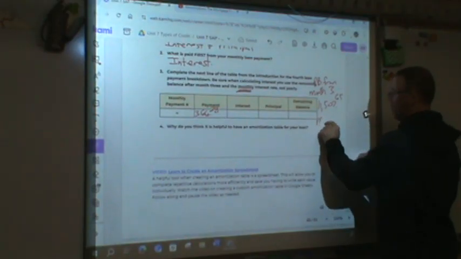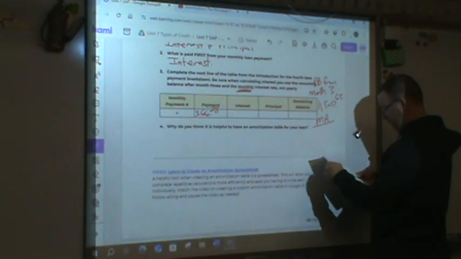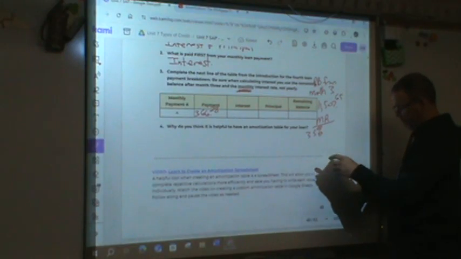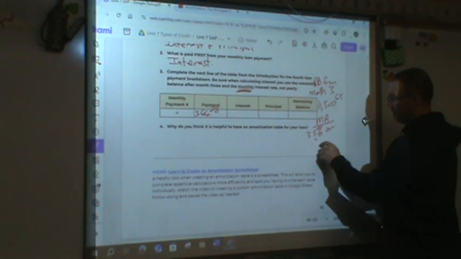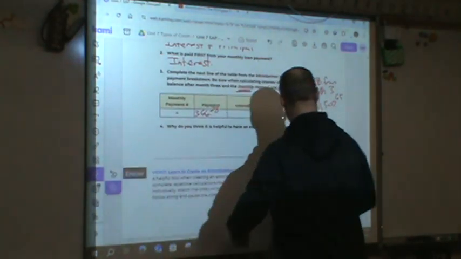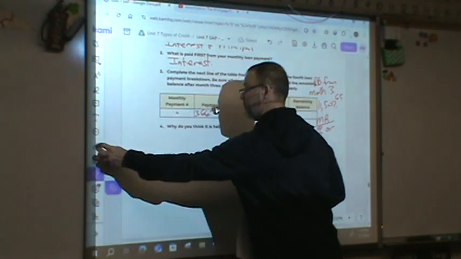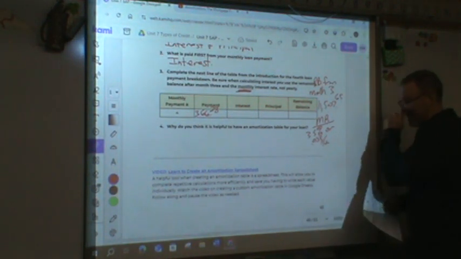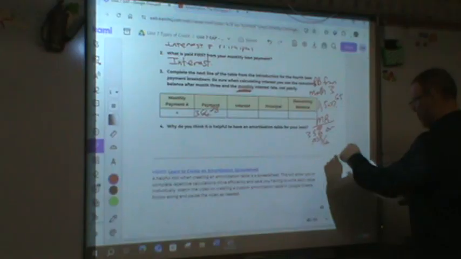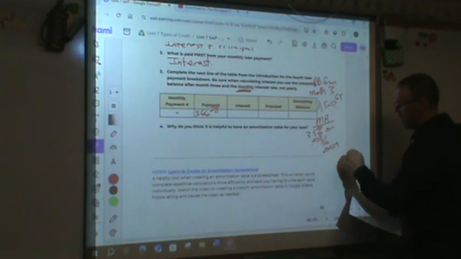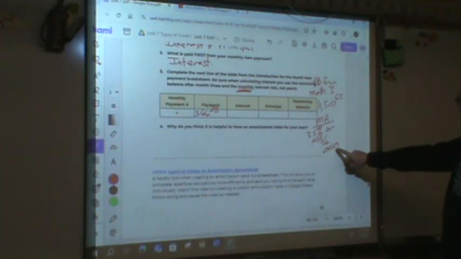What is my monthly rate? My annual rate is 3.5%, or 0.035. Sorry, gotta make that correction. 0.035 divided by 12. Okay, I converted the percent to a decimal. And we divide, so we get 0.0029. That is my monthly rate, or 0.29%.